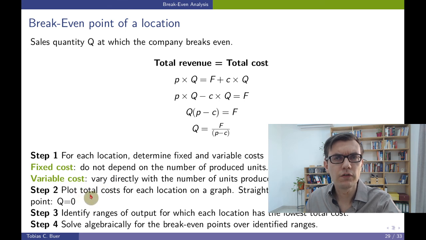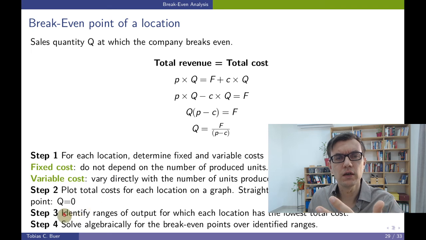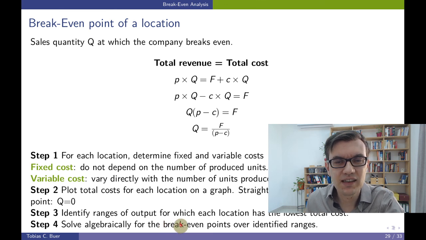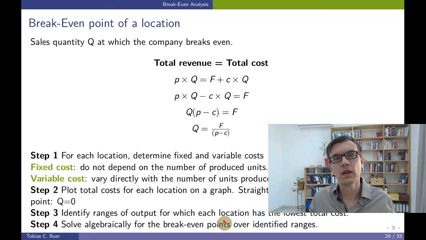You do this drawing for all the given locations. If you have 3 locations, then you have 3 cost curves, and you draw all cost curves into one graph, and then you see some ranges of output where one location is the best. Once you've done this, you can solve algebraically and identify the proper break-even point. Now let's have a look at an example to make it more clear to you.